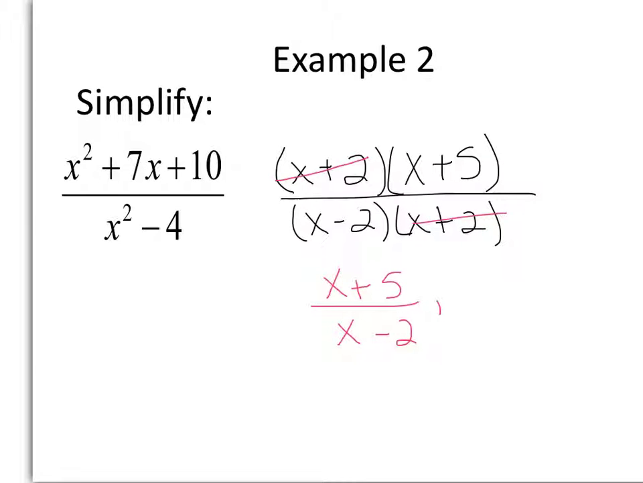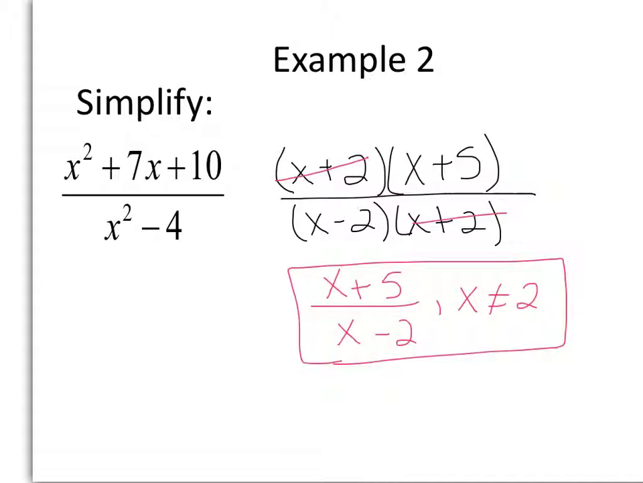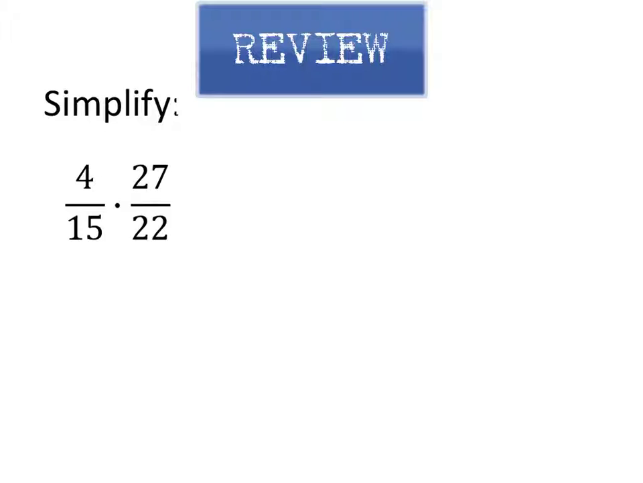And then looking at the domain, we set the denominator equal to 0. X cannot be 2. The same place where it would have a vertical asymptote if we were going to graph it. Alright, let's look at this one.